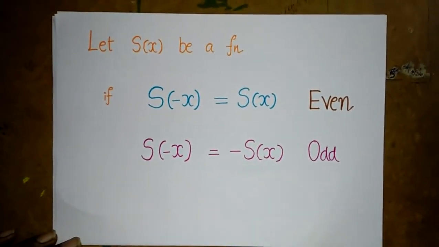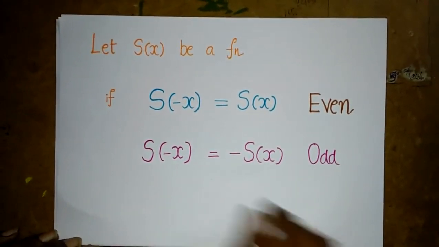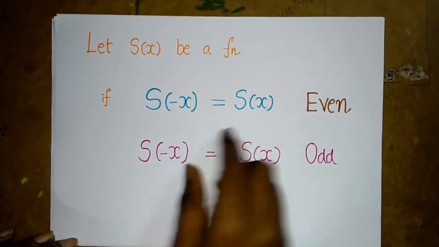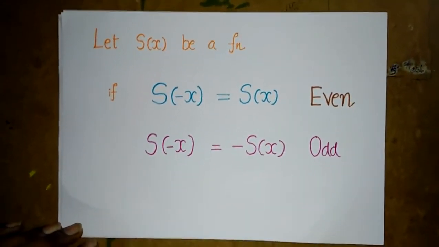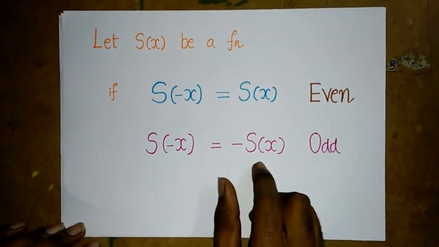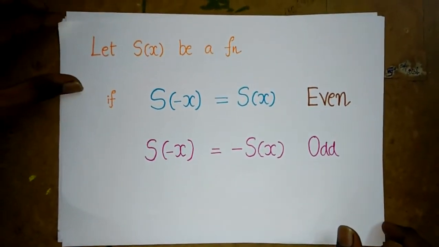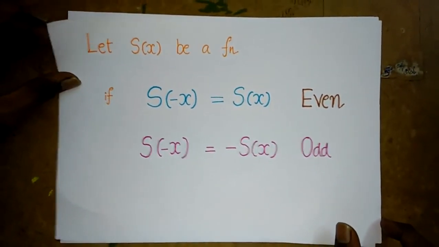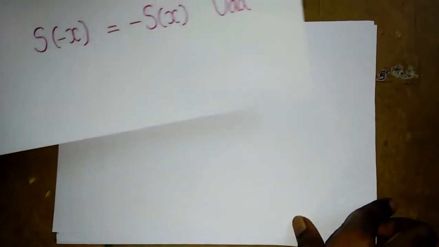Let s of x be a function. If s of x satisfies this condition, s of minus x is equal to s of x, then we call it an even function. On the other hand, if s of minus x is equal to minus s of x, then we call it an odd function. This much about even and odd functions is enough for the discussion. Let's start splitting a function.